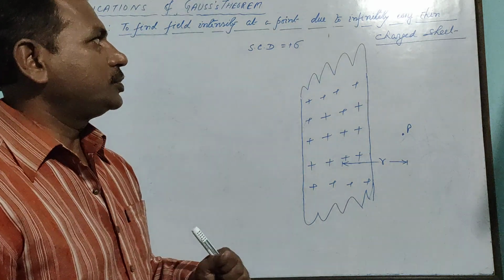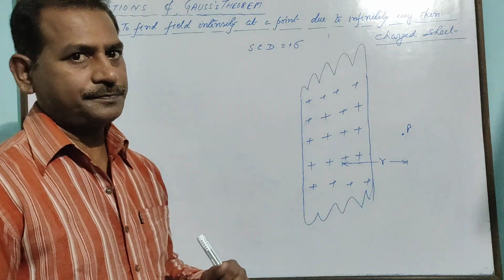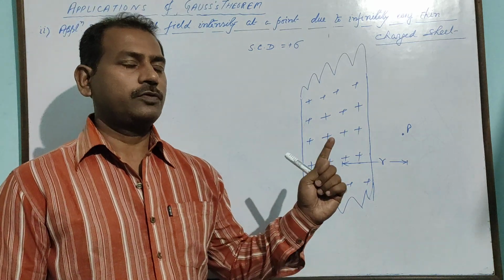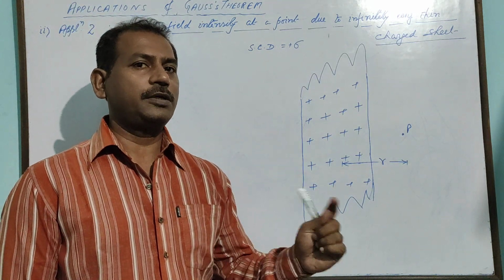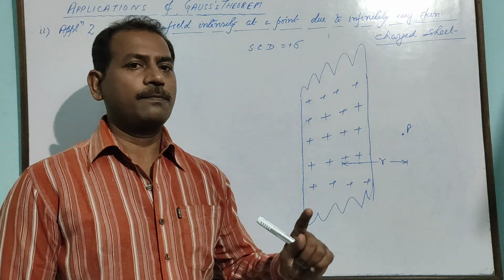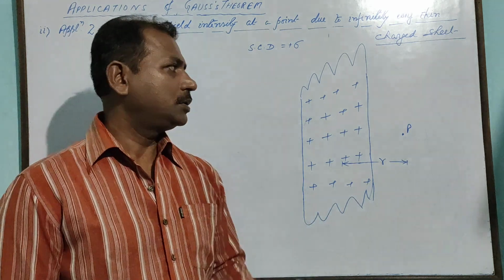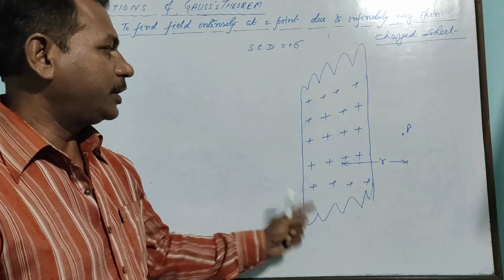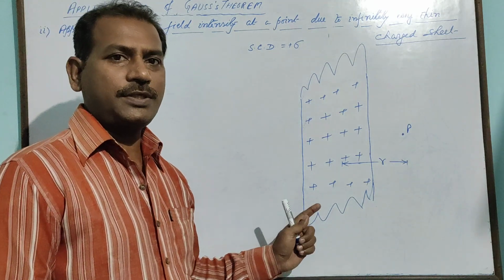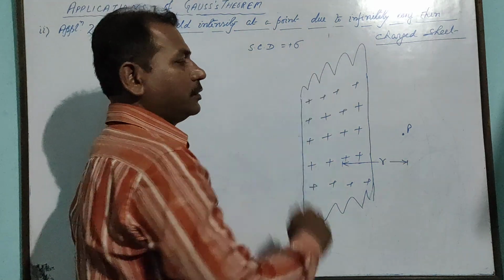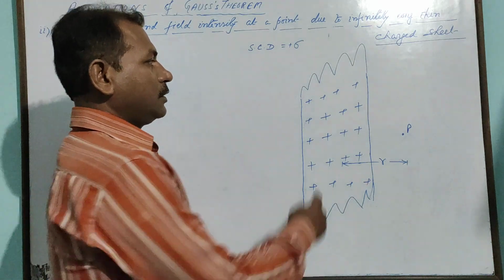This is the application 2 of Gauss theorem. In this case, we have to find out field intensity at a point due to spreaded charge. This is an infinitely long thin charge. See, this is the symbol of infinitely long thin charge.